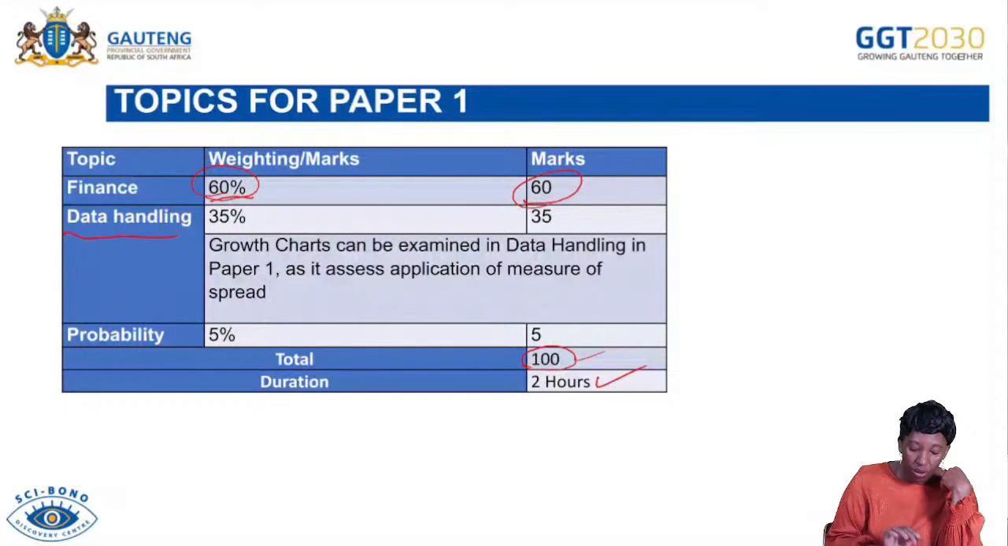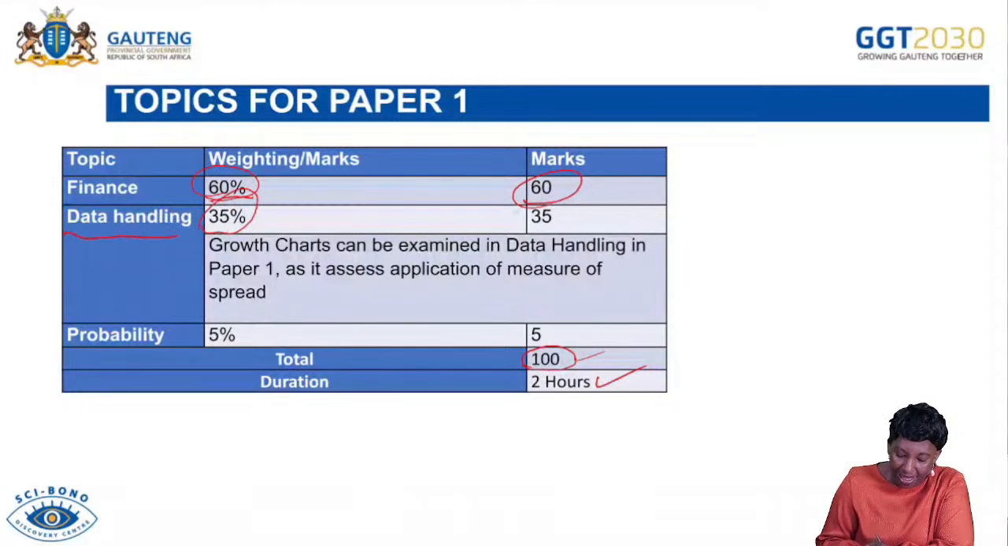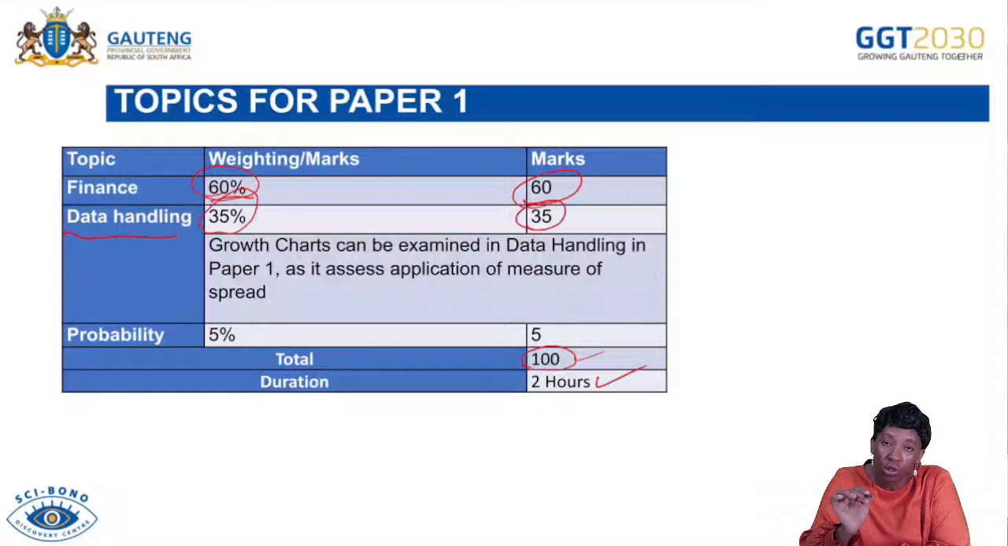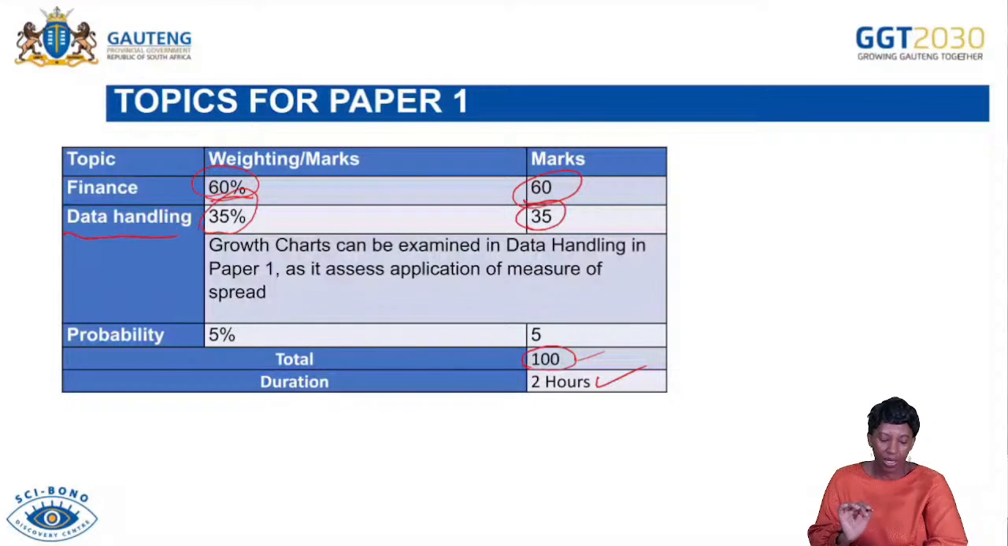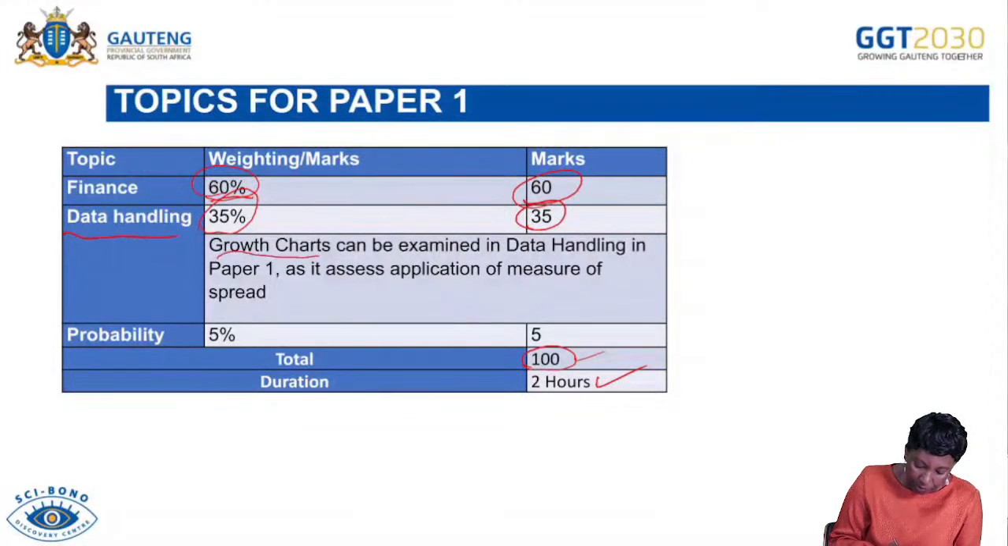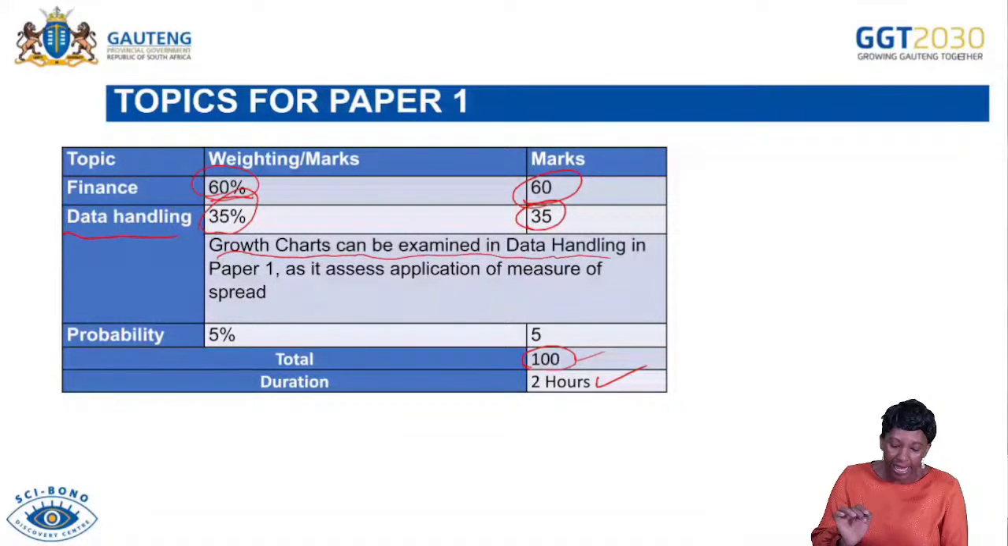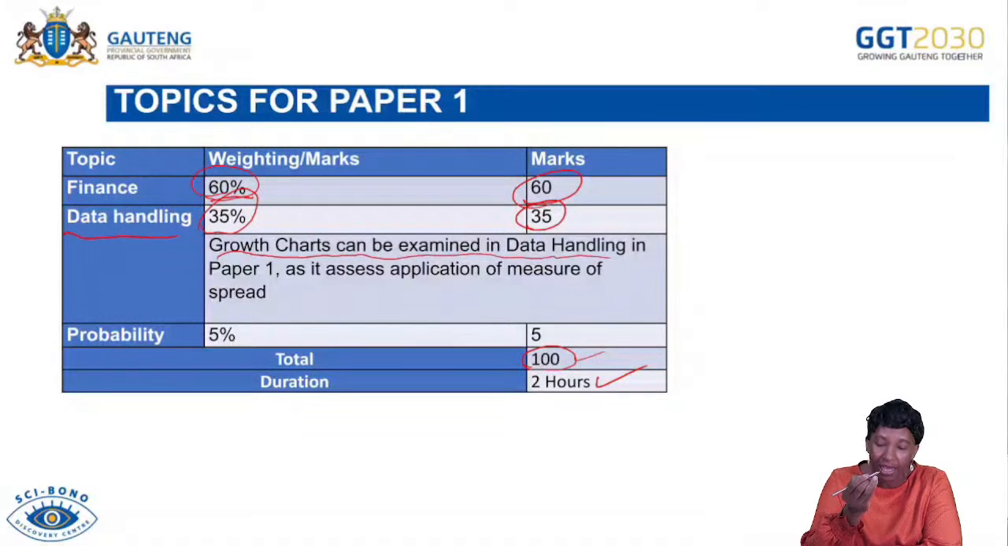And then we have also data handling. Data handling is only about 35%, and because it is out of 100, it will represent 35 marks. And we have 5% of probability. But you must be careful, boys and girls: growth charts can be examined in data handling in paper 1, as it assesses the application of measure of spread.